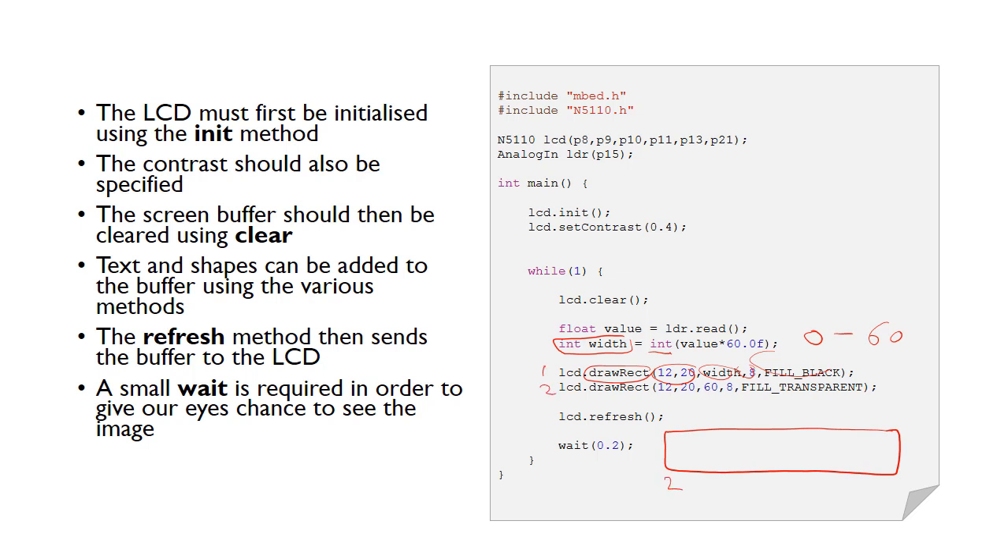So essentially, this is rectangle 2. And every time we're in the loop, it'll read the LDR and map that to a value. So the first time it might draw a rectangle like this. And as the light level changes, the width will change. So this is basically drawing a bar graph. As the light level changes, the width of this bar graph will change as well.